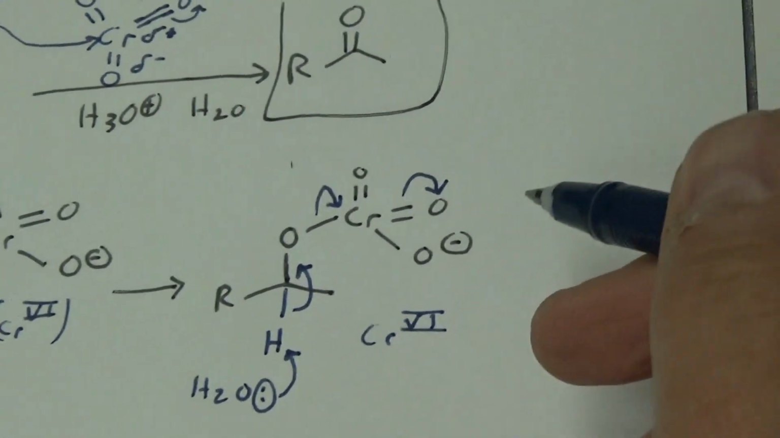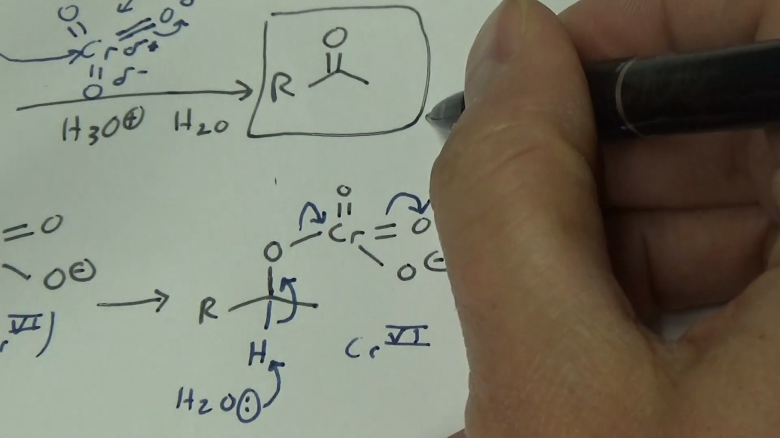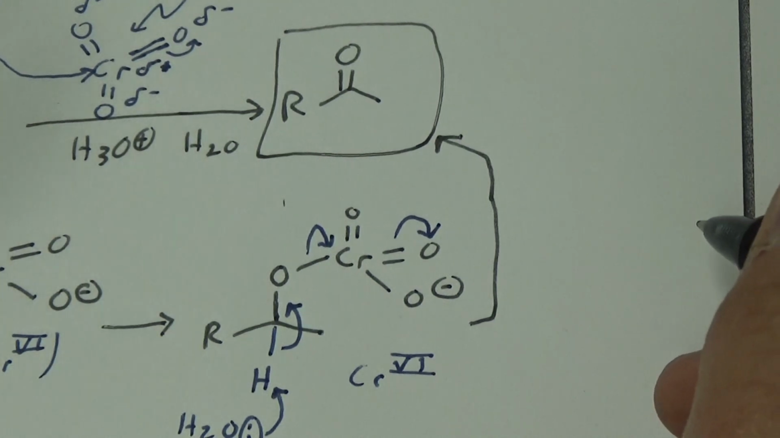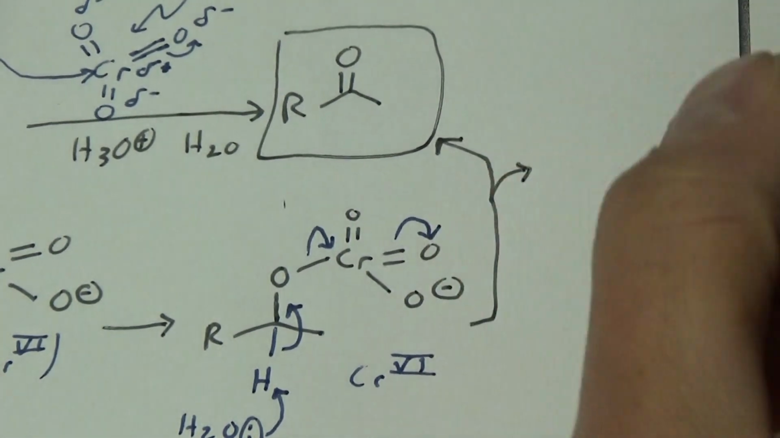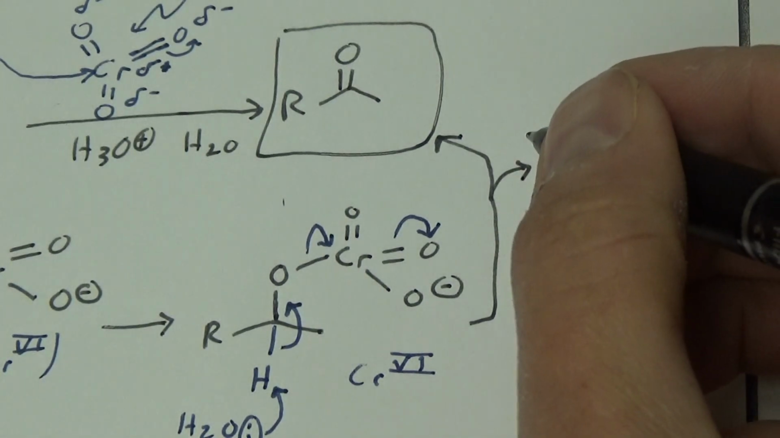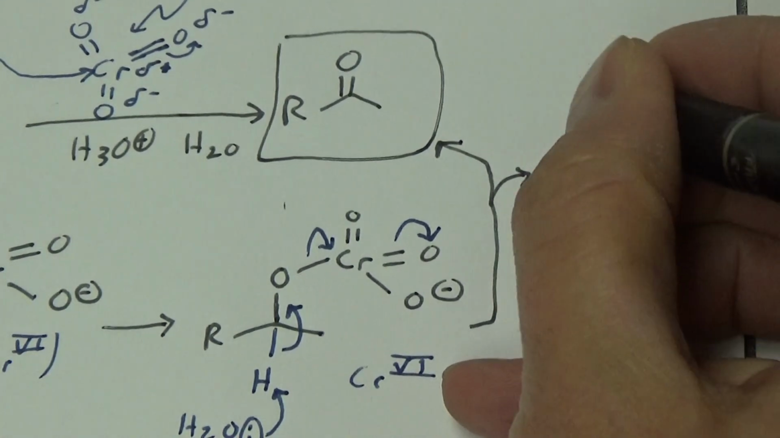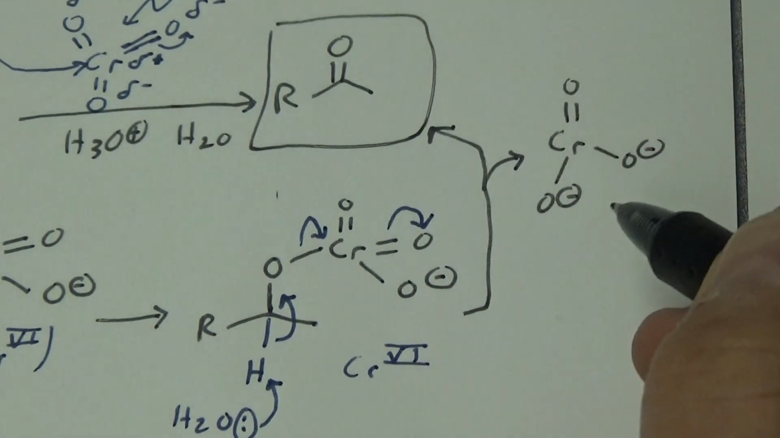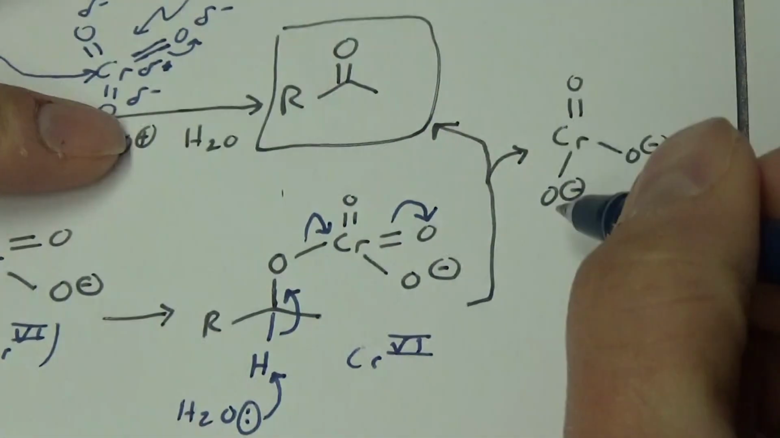What's the product now? Well, with the proton lost, it makes the ketone. So the ketone is formed. And what does chromium look like now when chromium falls off? It looks like Cr double bond O, O minus, O minus. And what's the oxidation state of chromium? It was 6 here, now it is 4.